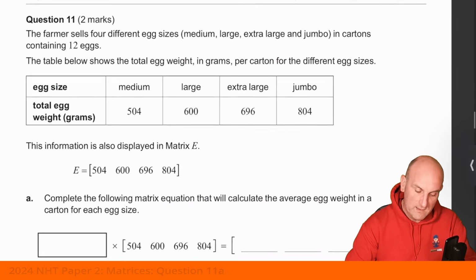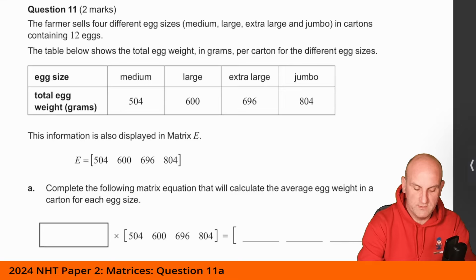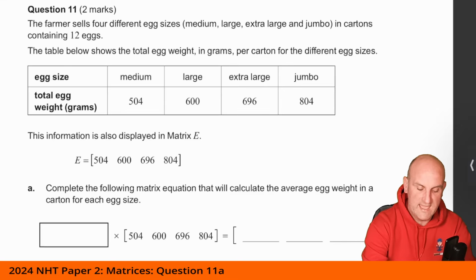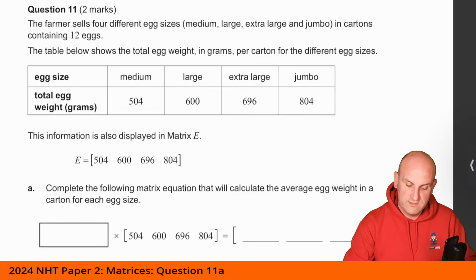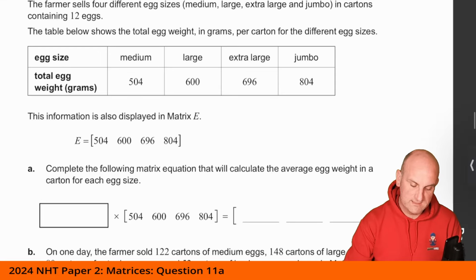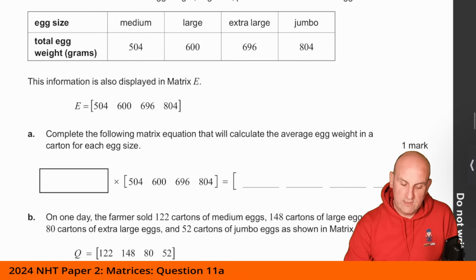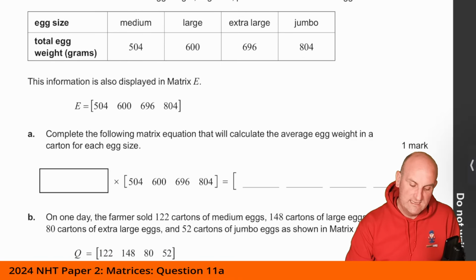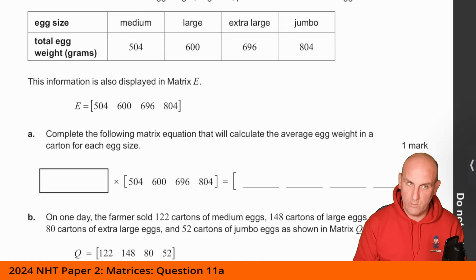Right, what's this one? A farmer sells 4 different egg sizes, medium, large, extra large, and jumbo, in cartons containing 12 eggs. The table below shows the total egg weight in grams per carton for the different egg sizes. This information can be displayed in matrix E. All right. Complete the following matrix equation that will calculate the average egg weight in a carton for eggs of each size. Average egg weight.